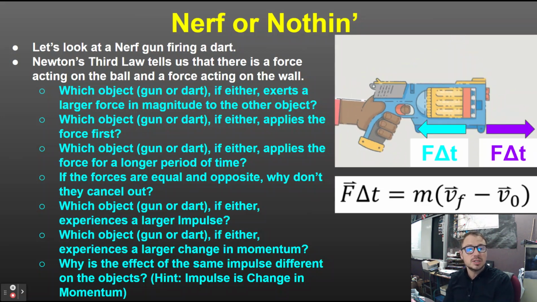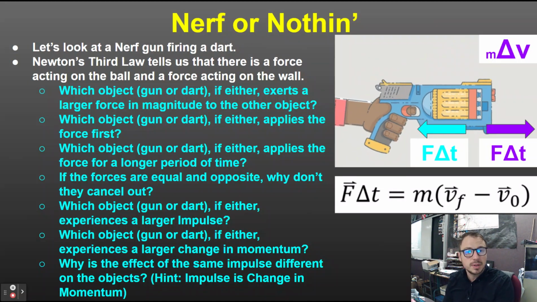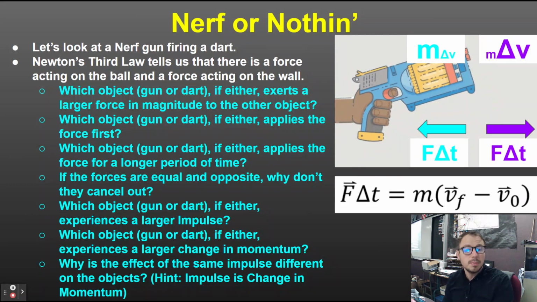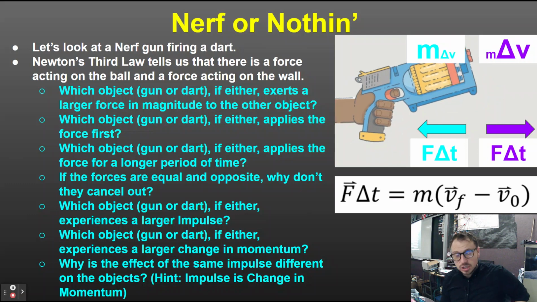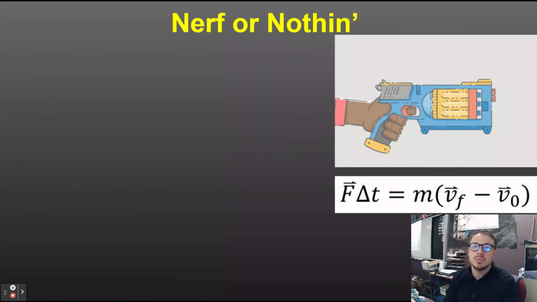So what we've already established is that the force applied to each of these is the same. The time that force is applied is the same, which means the impulse is the same. The change in momentum is the same. But that dart's going to go a lot faster, a larger change in velocity, because it has a much smaller mass.